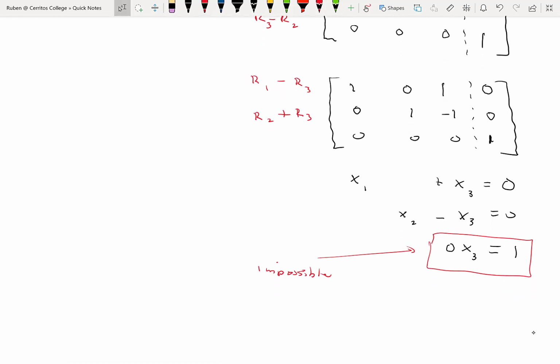So the conclusion is that the system has no solution. The system is what? Well, let me give you a hint. It's not consistent. The system is inconsistent, using the terminology we talked about 45 minutes ago or an hour ago. Inconsistent. Okay.